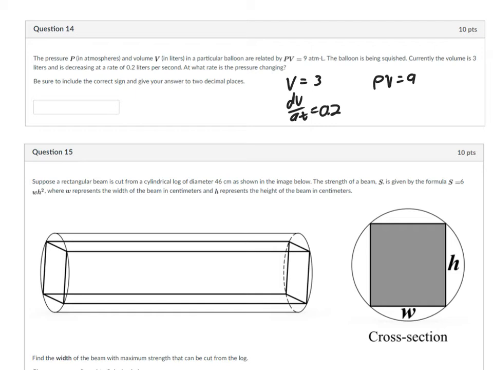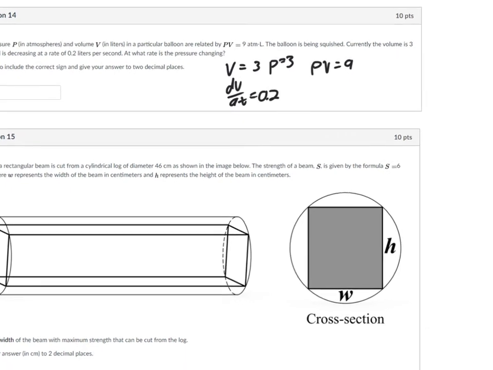So we're going to need to take the derivative of this P times V equation so that we can get dP/dt. Before we do anything, I'm going to go ahead and find P. If V is 3 and P times V is 9, then P is also 3, at this instant at least. And let's go ahead and take the derivative of P times V.